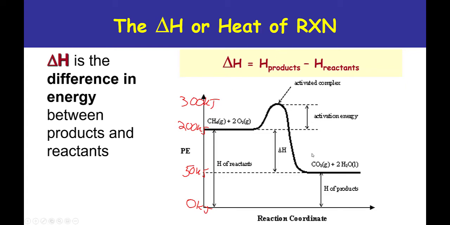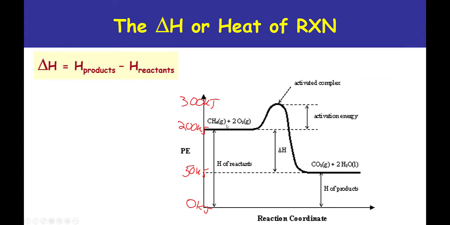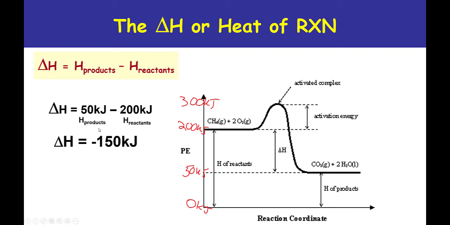We can see our products actually have 50 kilojoules worth of heat. So the potential energy of the products is 50 kilojoules. The potential energy of the reactants is 200 kilojoules. So I want to now plug that into this formula here. Here's what I know. I know that the heat of my product is 50, the heat of my reactants is 200. You guys know that I'm taking away a much larger number than I have starting here. So I'm going to get a negative value. And that negative value winds up being negative 150 kilojoules.